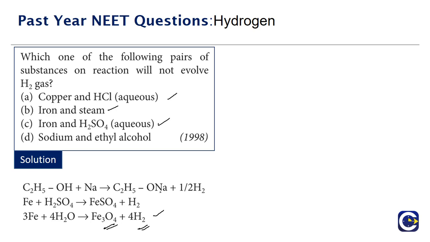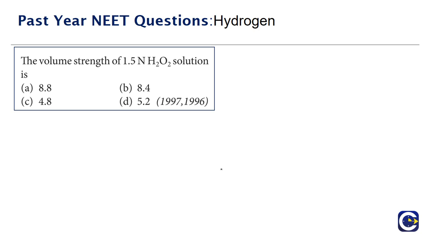Iron with aqueous H2SO4: because iron is placed above hydrogen in the reactivity series, it will evolve hydrogen gas. And ethyl alcohol, when reacting with sodium, will form sodium ethoxide, and again hydrogen gas will be evolved. So the only option which will not evolve hydrogen gas is option A, copper and aqueous HCl, because copper is less reactive than hydrogen in the reactivity series. Moving on to the next question.